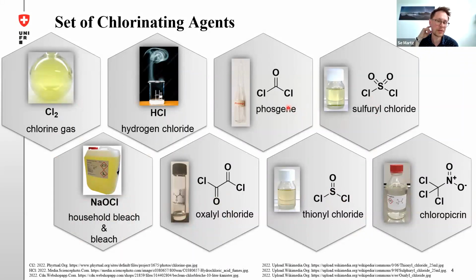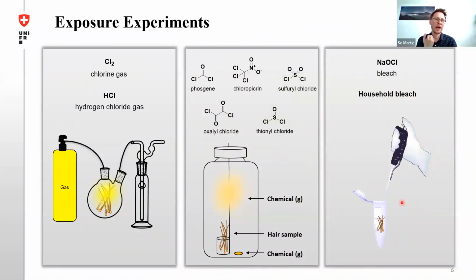Phosgene has also been used as a chemical weapon, mainly in the First World War. And the same applies for chloropicrin. It's also a chemical which has been used as a chemical weapon. Okay, and now the exposure experiments.